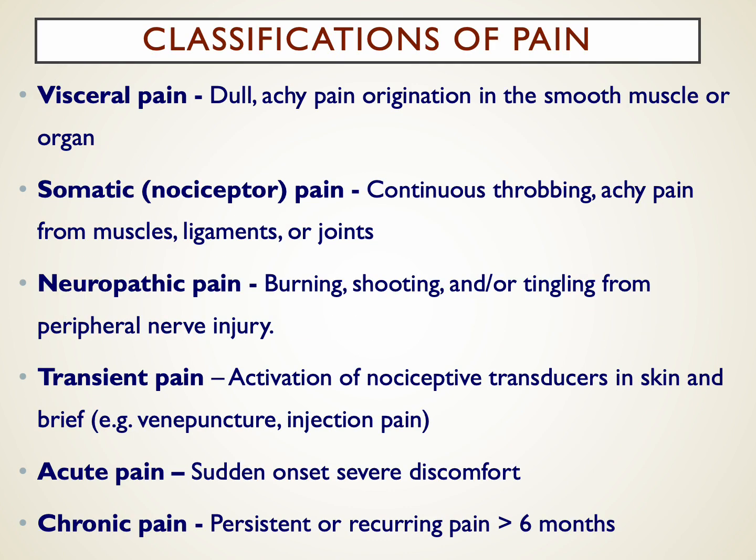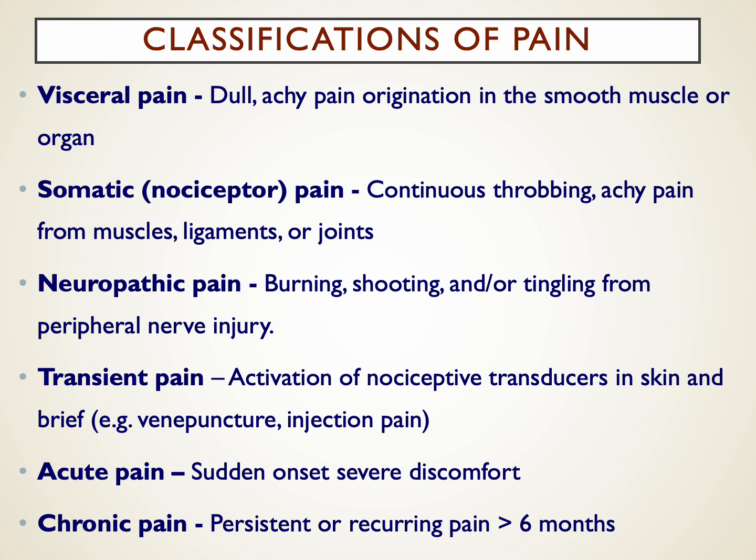So let's think about the way we classify pain or the nature of pain. One of the big differentiations we make is whether the pain is visceral, somatic, or neuropathic. Visceral pain is usually a dull, achy pain, originates typically in smooth muscle or in the organ. It may be referred to other areas of the body. Presentation can sometimes be different.